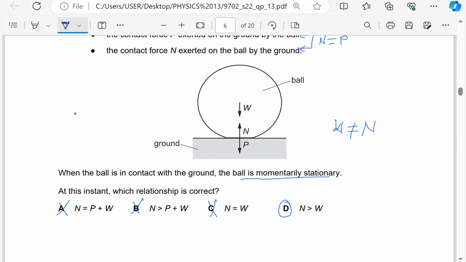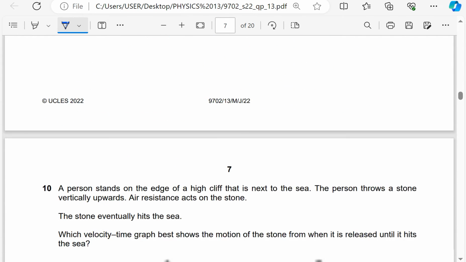N could be greater than W if the ball bounces upwards. So N could be greater than W. In other words, the reaction force upwards is greater than the pull of the earth onto the ball downwards.